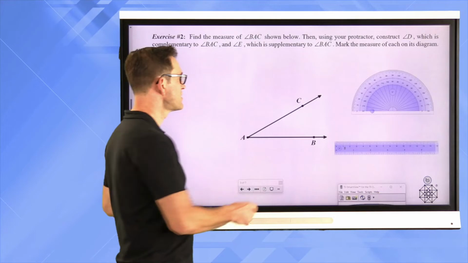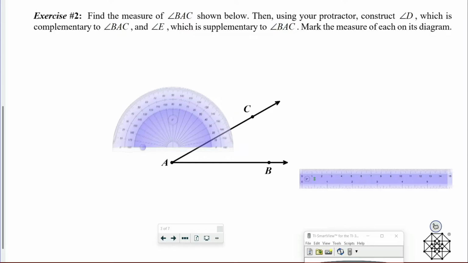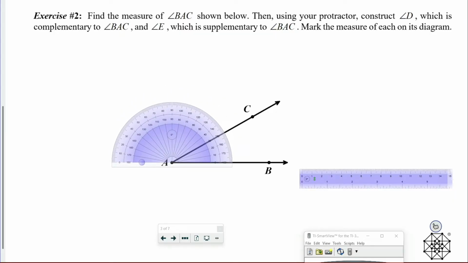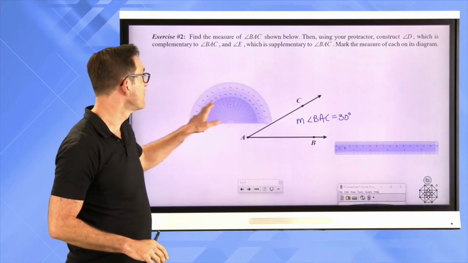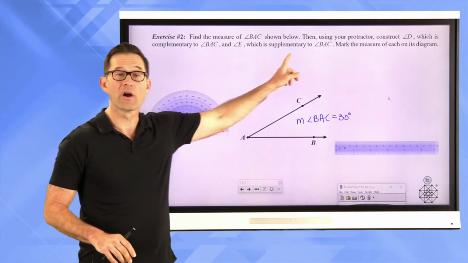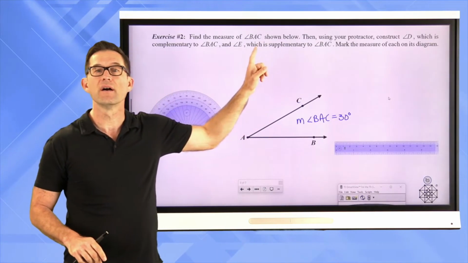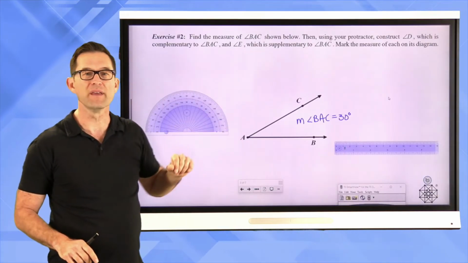All right, simple enough. Let's take a look at what this measure is. I bring my compass over, put its center point on A, and the measure of angle BAC is equal to 30 degrees. So we got a nice 30-degree angle there, real simple. Now, I want to construct angle D, which is complementary to angle BAC.